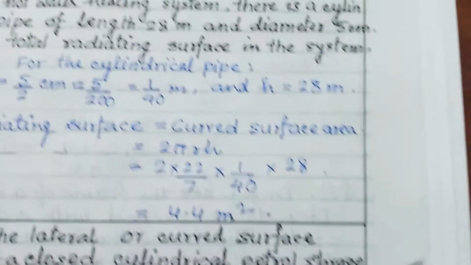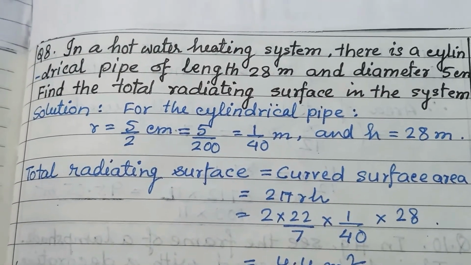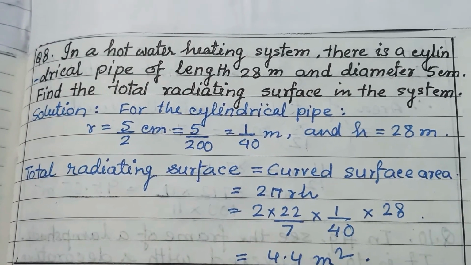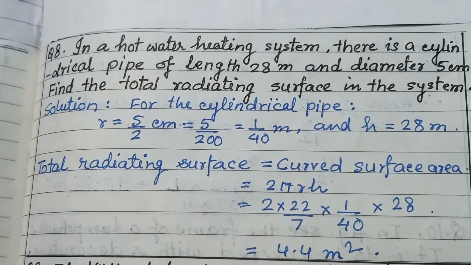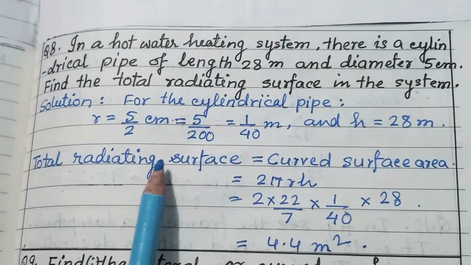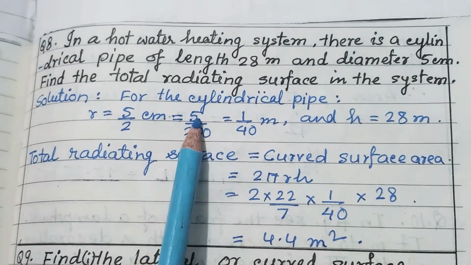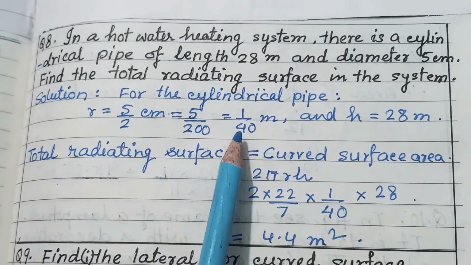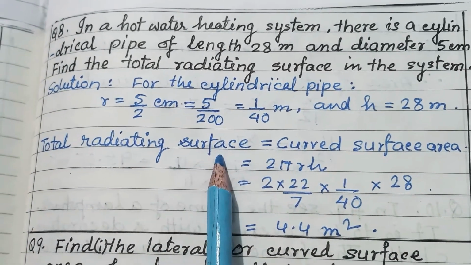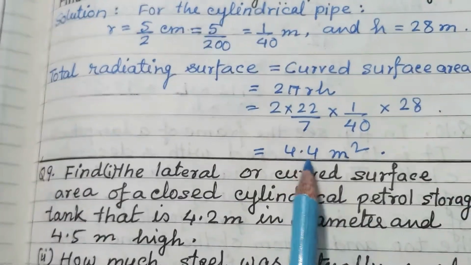Next question is, in a hot water heating system, there is a cylindrical pipe of length 28 meter and diameter 5 centimeter. Find the total radiating surface in the system. Radiating surface means curved surface area. Okay. Now it is the curved surface area of the cylinder. Before that, the diameter has been given, so you have to change into meter. It is 5 upon 200, it is 1 upon 40 meter, and height has been given, 28 meter. Now radiating surface means curved surface area, 2 pi RH. Substitute the value. It is 4.4 meter square.